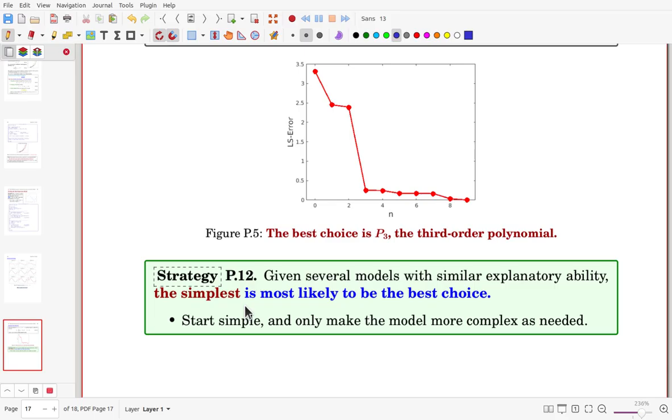So start from a very simple model and only make the model more complex as needed. So if you reach 3 and 4, it's not significantly improving. So in this case, the best choice must be third order polynomial. That is a common strategy in the world. Okay.